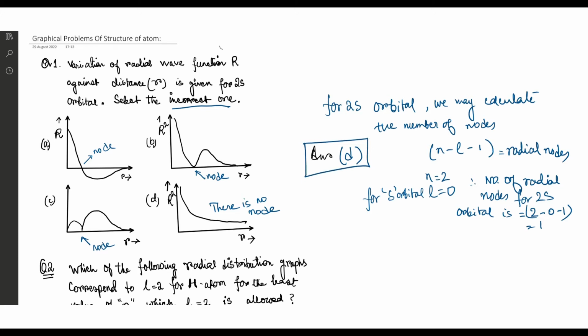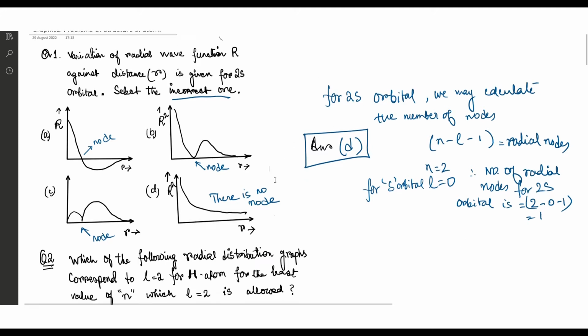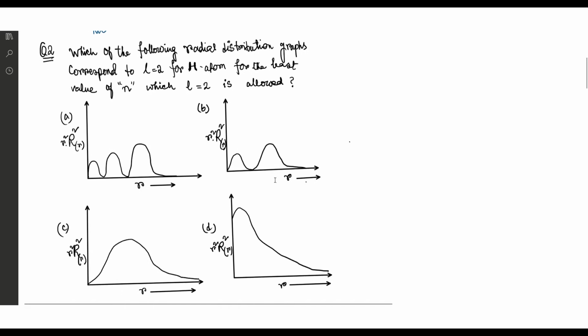Okay, now let's go for the second one. I hope that you understand this one. It is very easy. If you have to face a question like this, then you have to find the number of nodes present in the corresponding orbital. The next one, the problem says, which of the following radial distribution graphs correspond to L is equal to 2 for hydrogen atom for the least value of n for which L is equal to 2 is allowed.